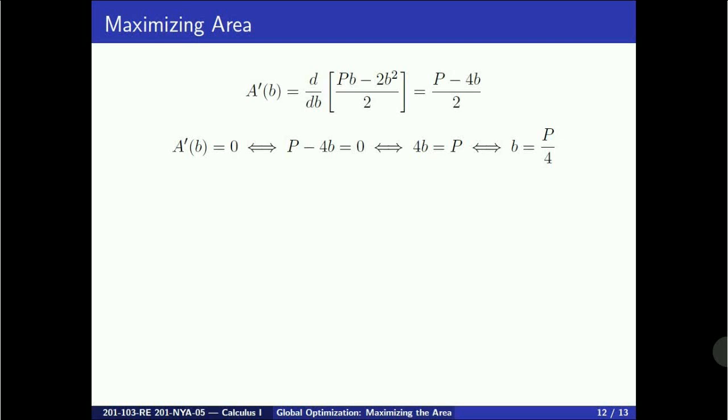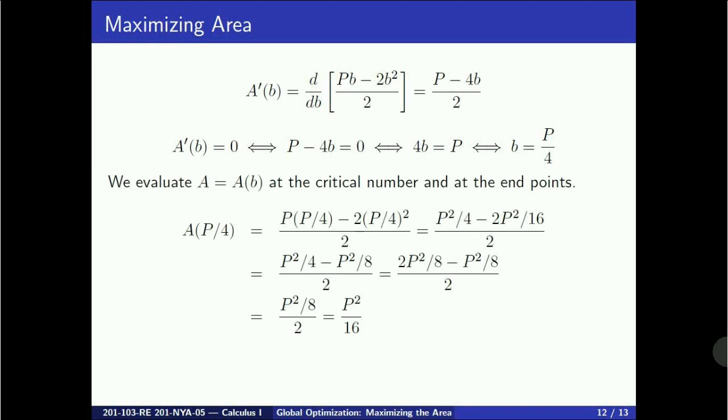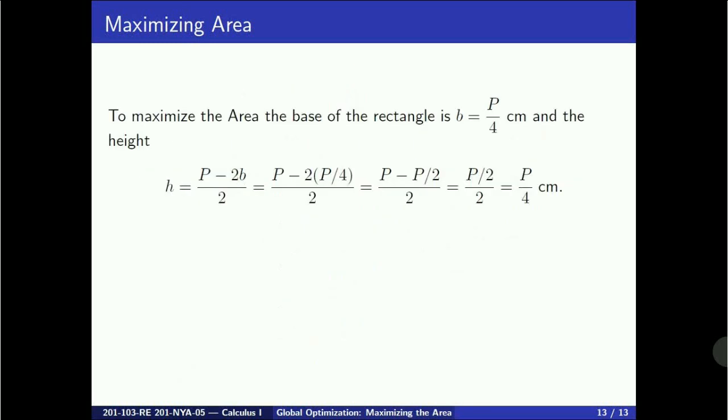We now evaluate our function A of b at the critical number and at the endpoints. A of p over 4 is p squared over 16. Now pause the video if you want to look at the details of the computations. At the endpoints, we already know that the area is going to be 0. So therefore, by the extreme value theorem, the maximum is when b is p over 4.